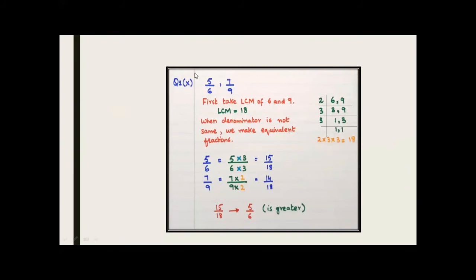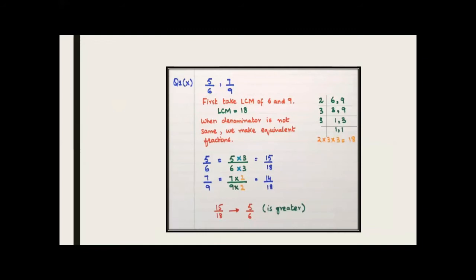Okay, can you see this screen? We have the question 5 over 6 and 7 over 9. So which case is this? This is case number 2, and case number 2 is unlike fractions. Why is it unlike fractions? It is unlike fractions because the denominators of these fractions are not the same. In the first fraction we have the denominator 6, and in the second fraction we have the denominator 9.